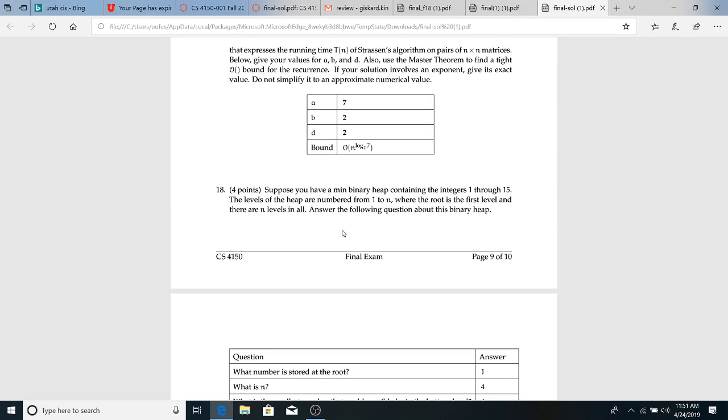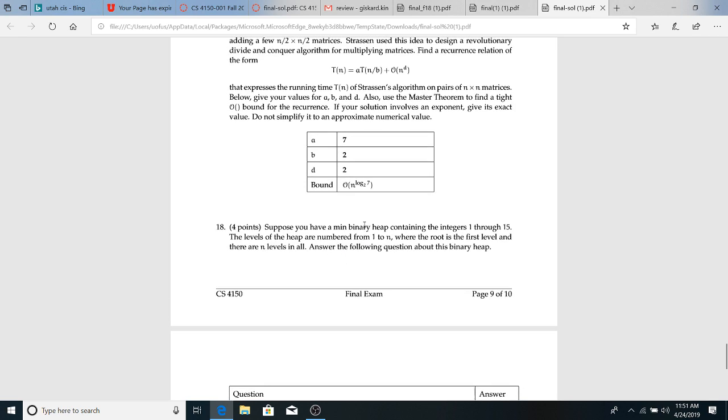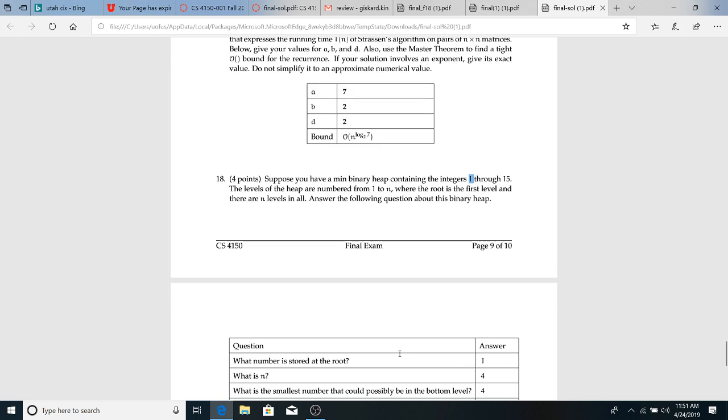Let's see. So this one's talking about a min heap, and you're adding the numbers 1 through 15. It doesn't say how the numbers are arranged in the min heap, right? That's what the questions are going to be about. But all you know is that there's 1 through 15, and each number appears once in the min heap. One thing you should know is that 1 should be the parent node no matter what happens to the tree, because it's the smallest element in the heap. So that's the first one.